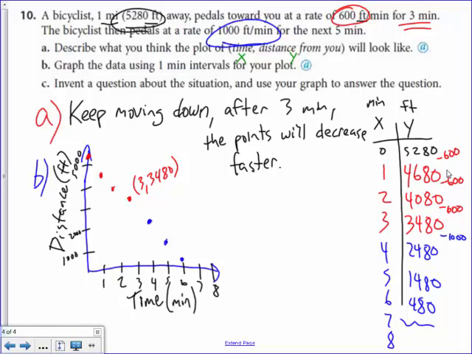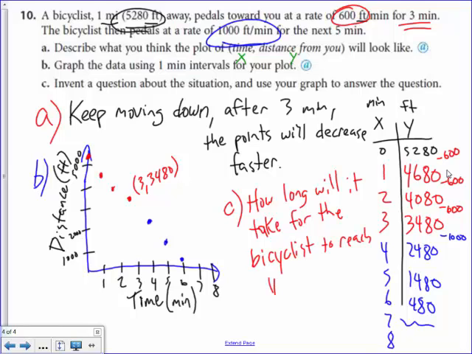And then what about C? It says invent a question about the situation and use your graph to answer the question. Well, the bicyclist was 5,280 feet away. So you can maybe say, how long will it take for the bicyclist to reach you? Right, because he's getting closer and closer to you.